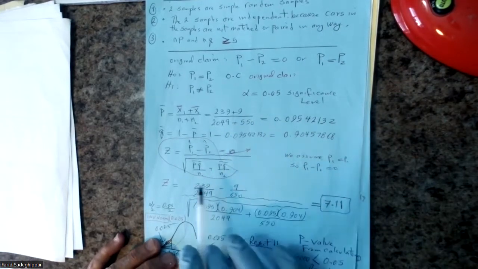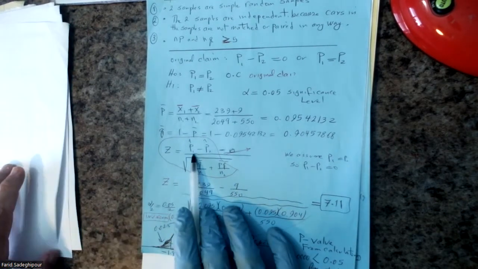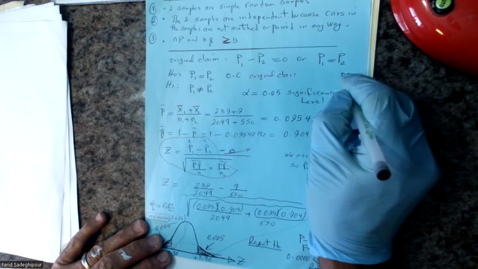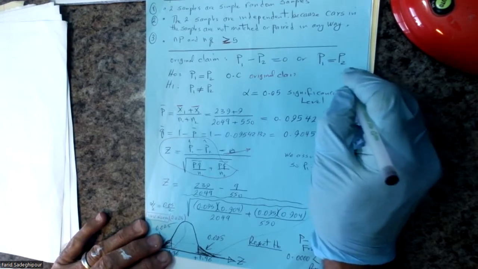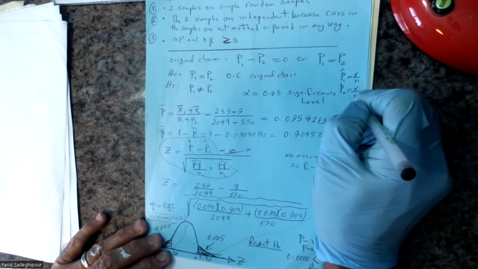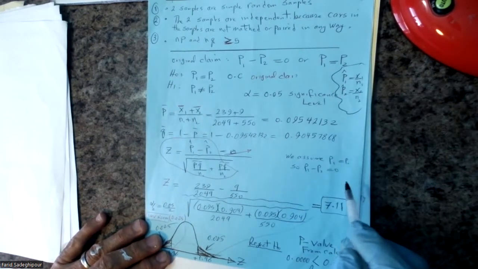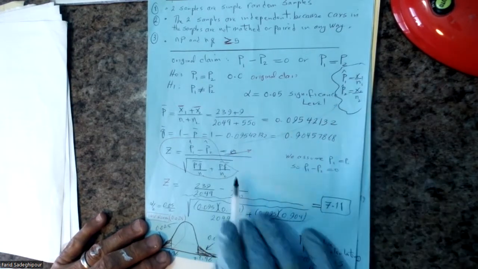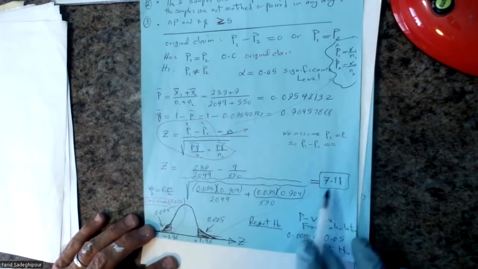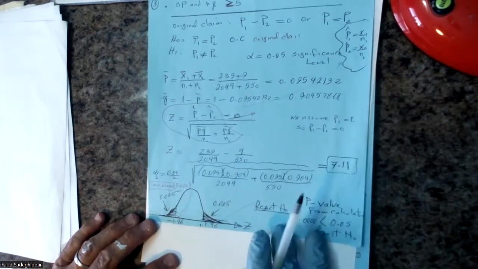So when we calculate P hat and Q hat, you substitute those in this formula. And the proportion P1 hat is always X1 over N1, and P2 hat is also X2 over N2. And those are the ones that we calculate here. So the Z test statistic is 7.11. I'll show you later on how to use a calculator to come up with this number rather than going through all this long formula. So alpha is 0.05.